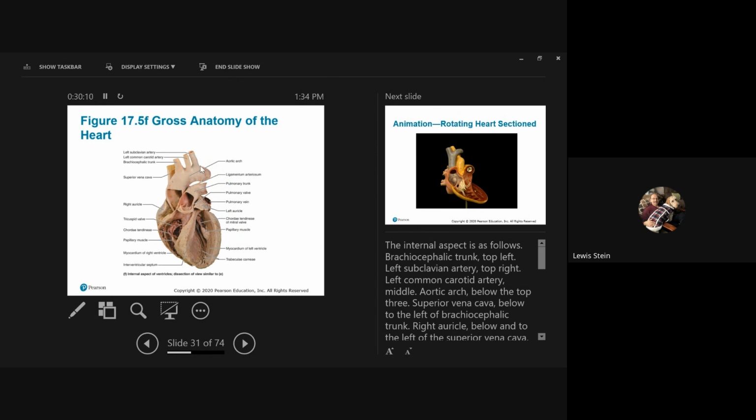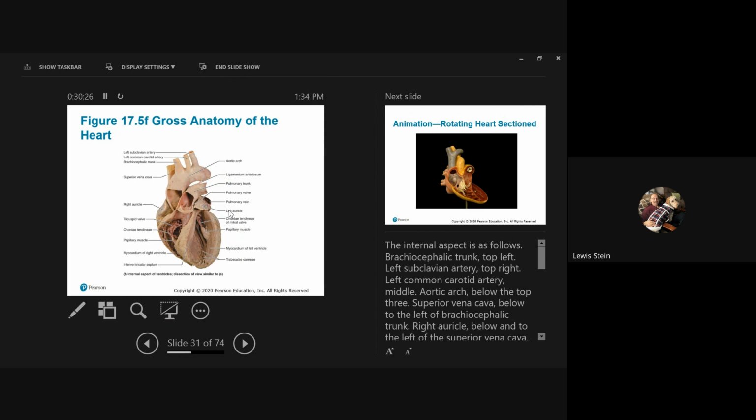This is the aortic arch. So the aorta comes up, arches, and goes back down behind the heart, where it's called the descending or thoracic aorta. Then it pierces the diaphragm, and now it famously is called the abdominal aorta. It's all the same vessel.